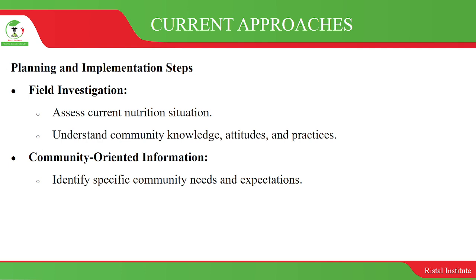Find out the current nutrition situation, understand the knowledge, attitudes, and practices so that you're able to tailor your education according to their beliefs. The community-oriented information is the next step. Here, you have to identify the specific community needs and expectations. And once you have done so, you go ahead and develop audience-oriented messages. Develop messages that promote key behavior changes considering the local resources and culture.